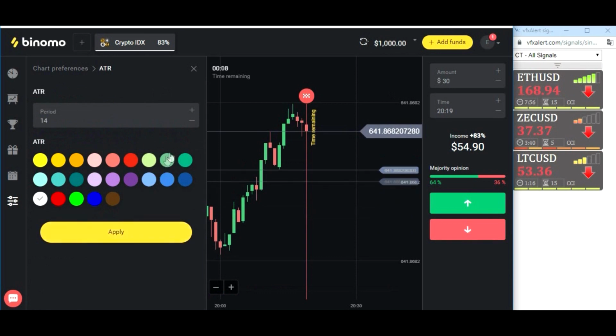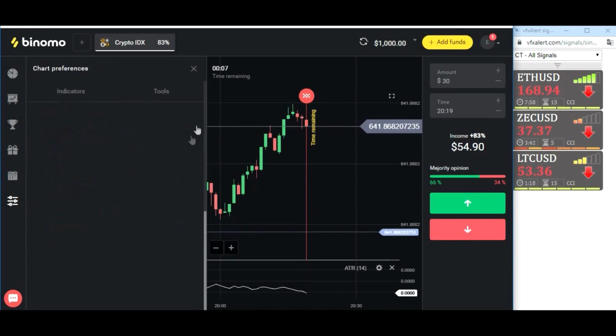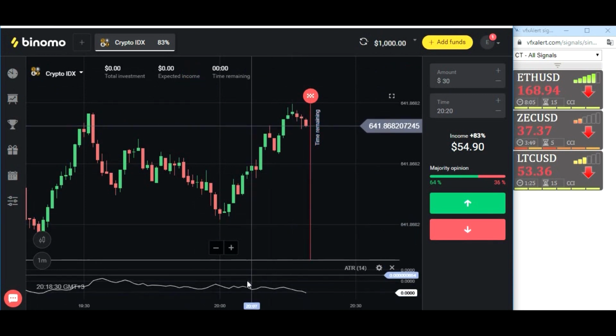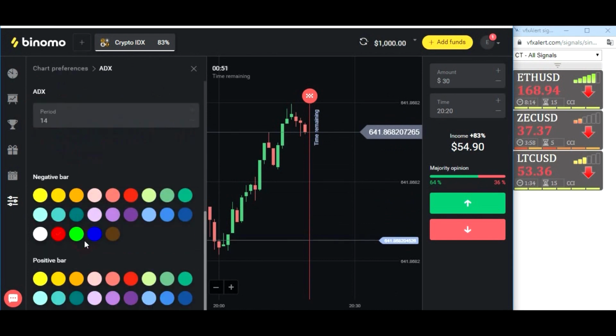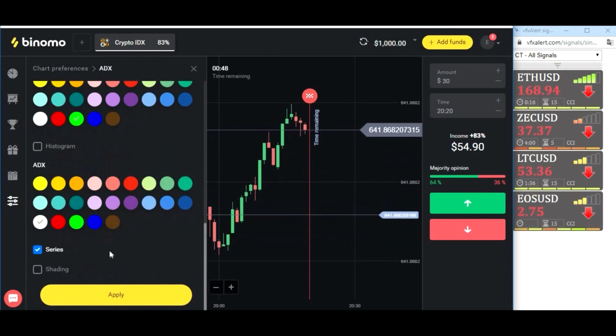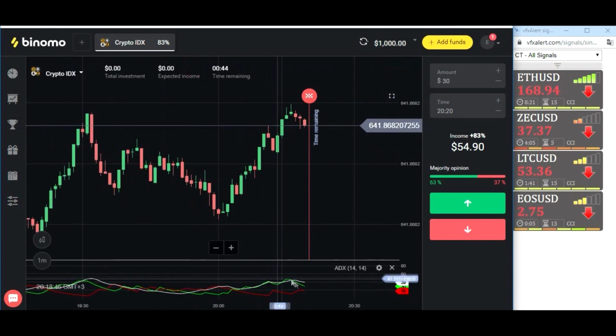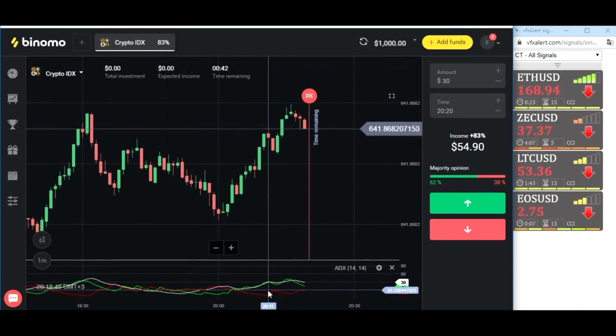5. ADR. We leave its settings by default. Using this tool, you can determine how the market changed its direction, based on price activity for a certain period. 6. ADX. We leave the default settings. The indicator determines the strength of the trend and the prospects for its development.